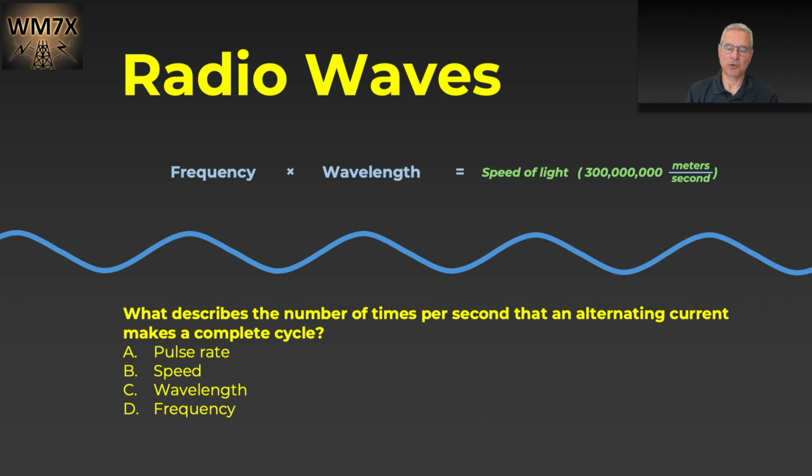Okay, let's look at another question. What describes the number of times per second an alternating current makes a complete cycle? Well, wait a second. We've never mentioned the term alternating current before. We've been talking about radio waves. Well, it turns out the radio wave is an alternating current. It alternates from above sea level at the crest down to below sea level at the low point and back up to another crest. And that's what they mean by alternating. And by the way, the electricity in your house does that too. That's why it's called AC, alternating current. And with that, we can answer the question.